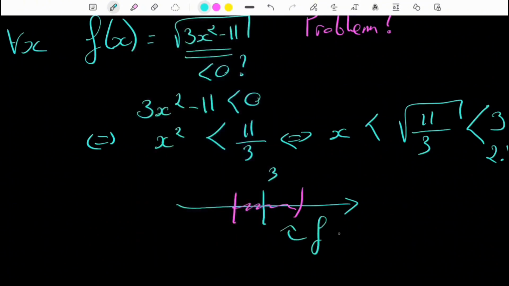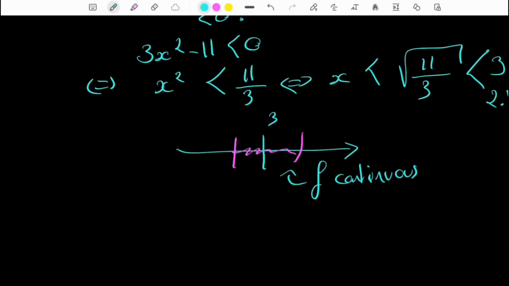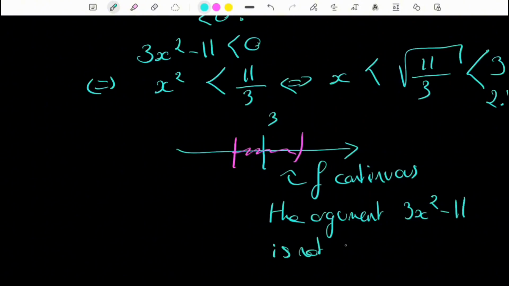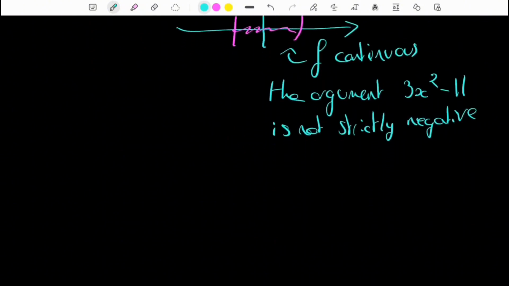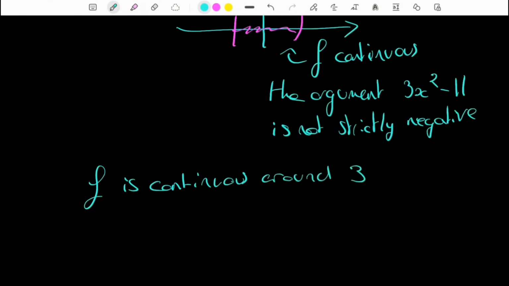F continuous because the argument 3x squared minus 11 is not strictly negative. So, how do we justify the limit now? So, f is continuous around 3.